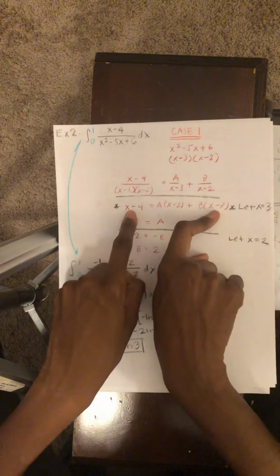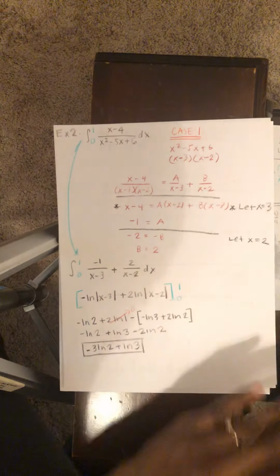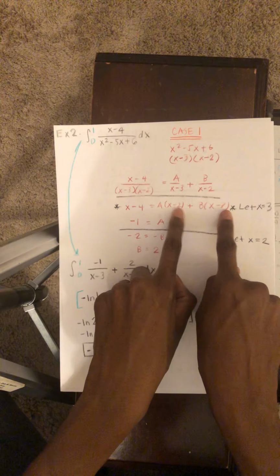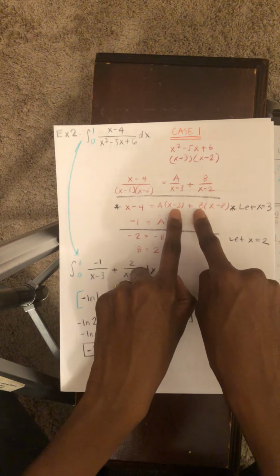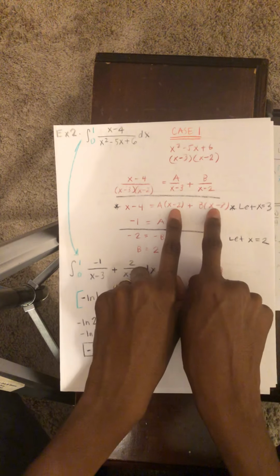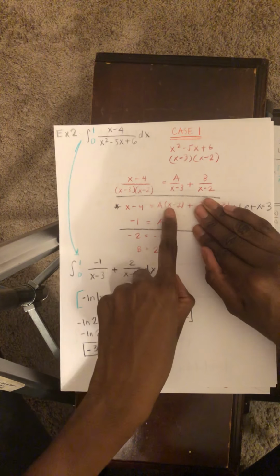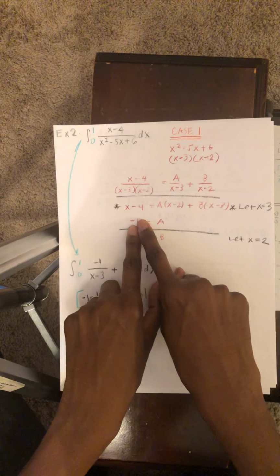Now, from here, we can choose numbers for x to be, as long as we plug it in for the entire equation and then solve for our letters. So it's good to plug in numbers that will make the inside of these go to 0, right? So that way variables go away and then we can find our other letters. So if we let x be equal to 3, this B will go away. This 3 will become a 1, and over here we'll get -1. So A is equal to -1, okay?